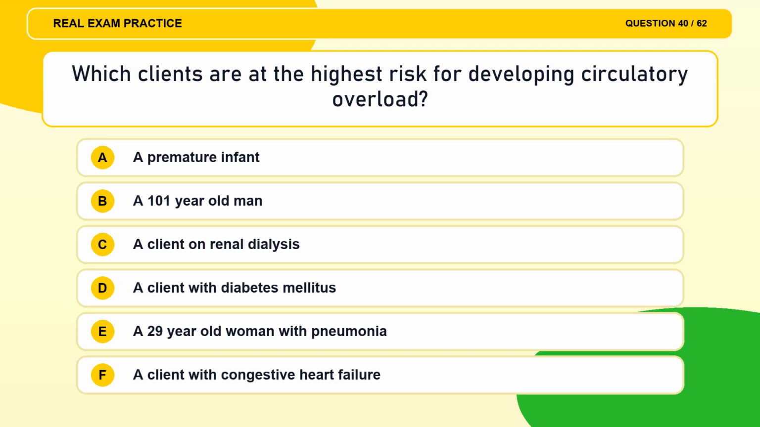Option A, a premature infant. Option B, a 101-year-old man. Option C, a client on renal dialysis. Option D, a client with diabetes mellitus. Option E, a 29-year-old woman with pneumonia. Option F, a client with congestive heart failure.